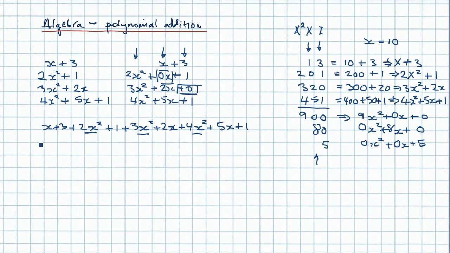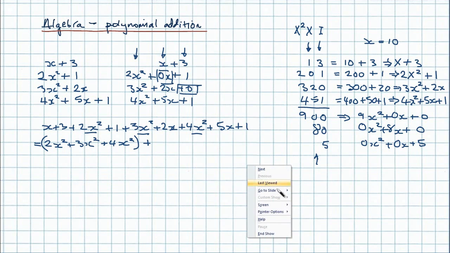And now we can begin to rewrite this. So what I'm using now is commutativity. In other words, I'm going to change the order, which we can do with addition. So I'm going to write 2x squared plus 3x squared plus 4x squared, and I'm going to use brackets to make sure we associate these together and we don't confuse them with the other terms. Okay, now what I'll do, I think, is erase these underlines, and I'll go through now with the x terms.